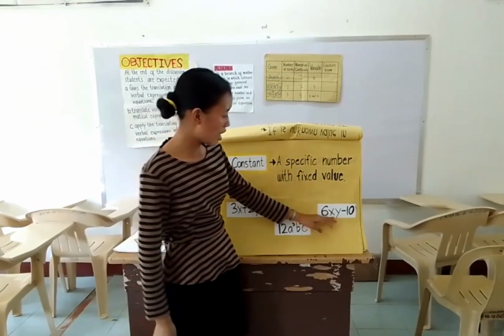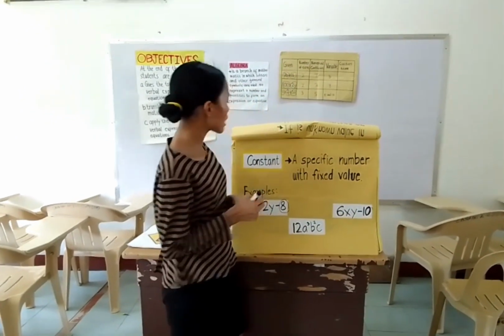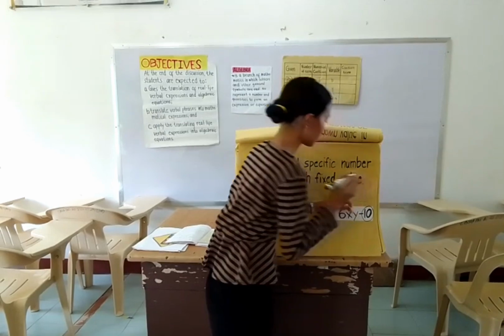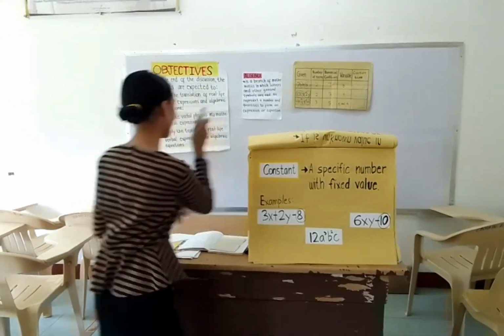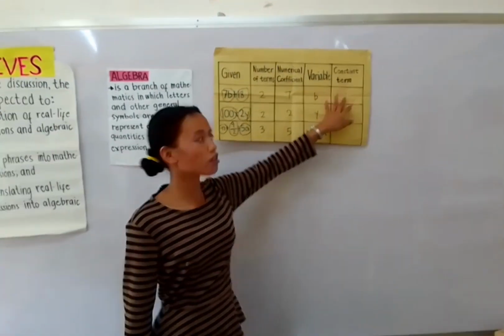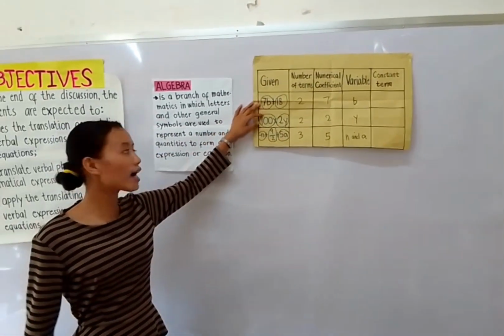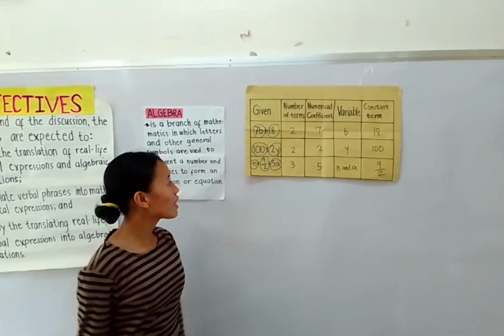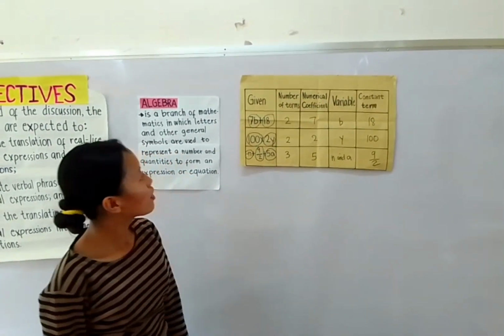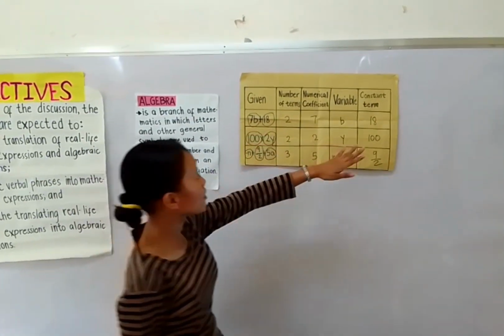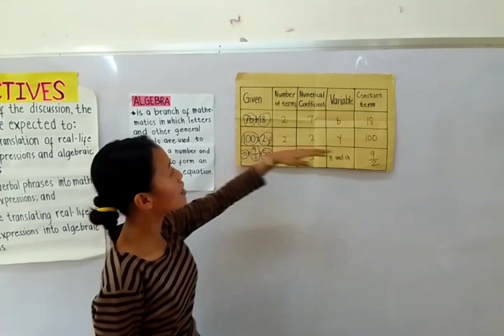Is 6xy minus 10. So the constant term here is the number 10. Now, let us answer again in the table, what is the constant term? First, you can answer 1, 2, and 3. Now, let us check your answer. So first, 7b plus 18. So the constant term here is the number 18.